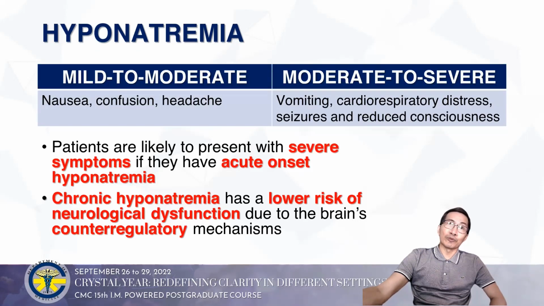Now, as we said earlier, there will be mild symptoms, but there will be severe symptoms as well. Mild to moderate symptoms related to hyponatremia may manifest as nausea, confusion, headaches, but you may have severe symptoms, and these are the basic problems that we're afraid of: vomiting, cardiorespiratory distress, CNS symptoms, seizures, and reduced consciousness or sensorium. Patients are likely to present with severe symptoms in those that have acute onset hyponatremia. Chronic hyponatremia, meanwhile, has a lower risk of neurologic dysfunction due to the brain's counter-regulatory mechanisms.